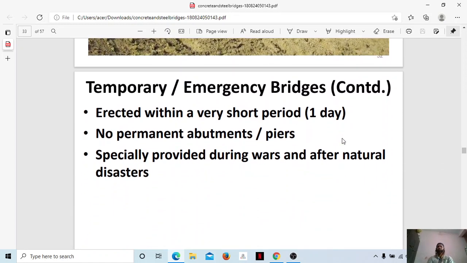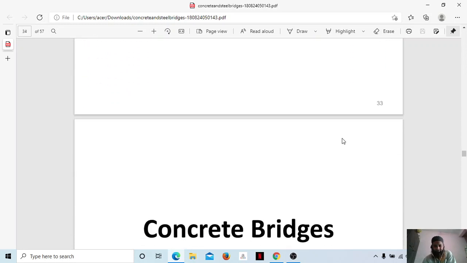It is erected within a very short period, within only 1 day. No permanent abutments or piers are required here. It is specially provided during wars and after natural disasters. During natural disasters, the bridge links and everything are broken or collapsed. At those places we require emergency bridges to reach the situation where the disaster has happened.